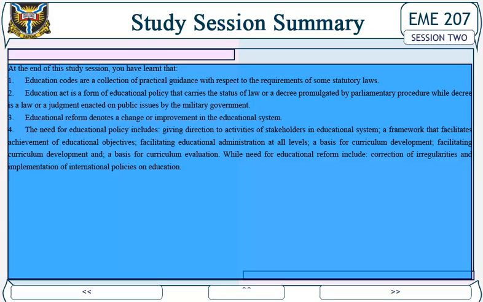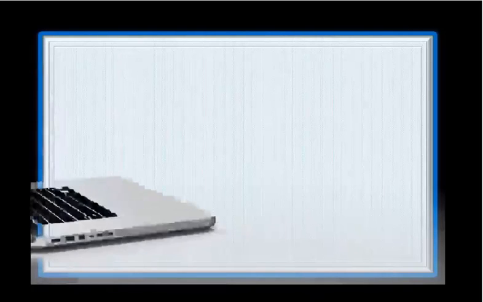4. The need for educational policy includes giving direction to activities of stakeholders in the educational system, a framework that facilitates achievement of educational objectives, facilitating educational administration at all levels, a basis for curriculum development, facilitating curriculum implementation, and a basis for curriculum evaluation. While need for educational reform includes correction of irregularities and implementation of international policies on education. This is the end of study session 2.